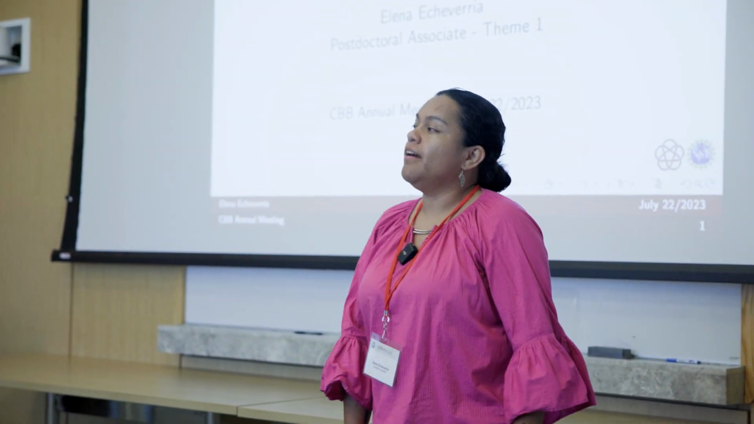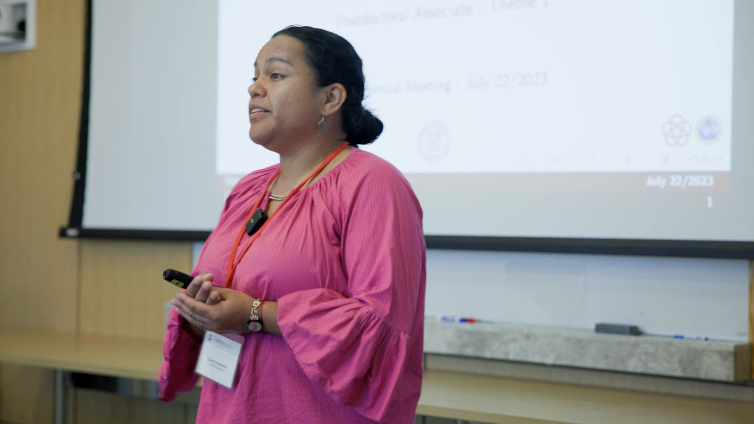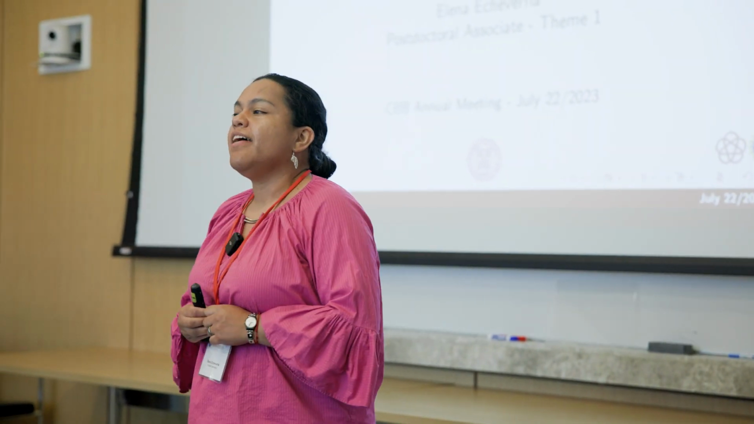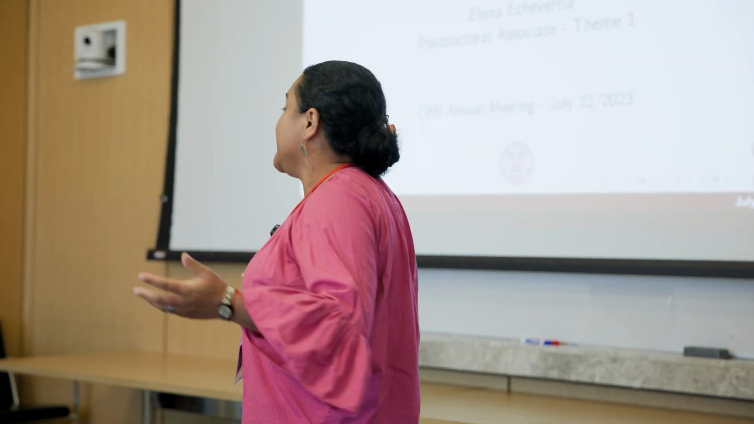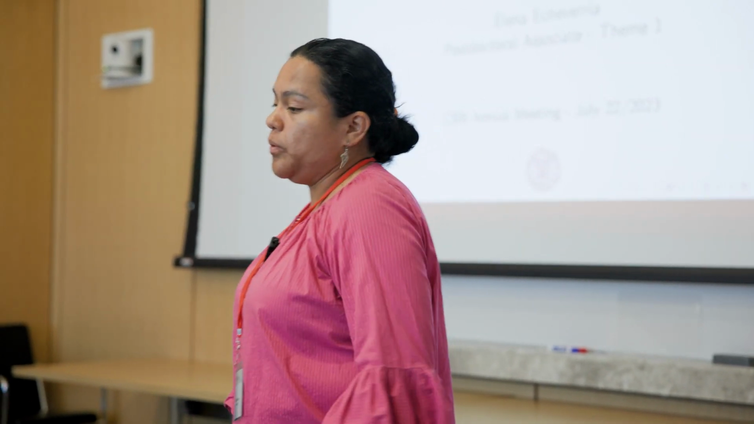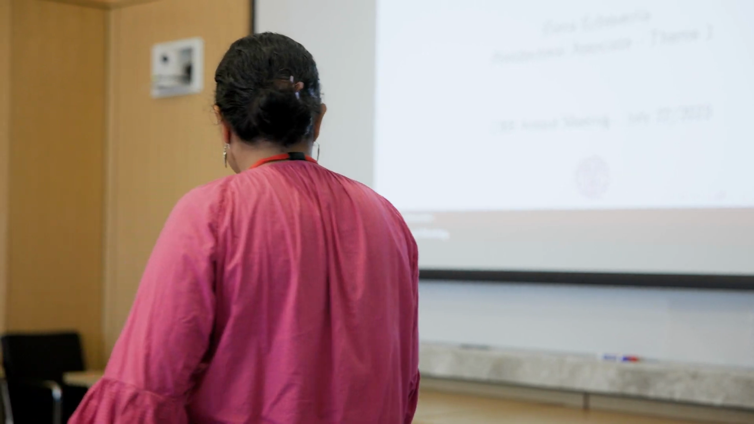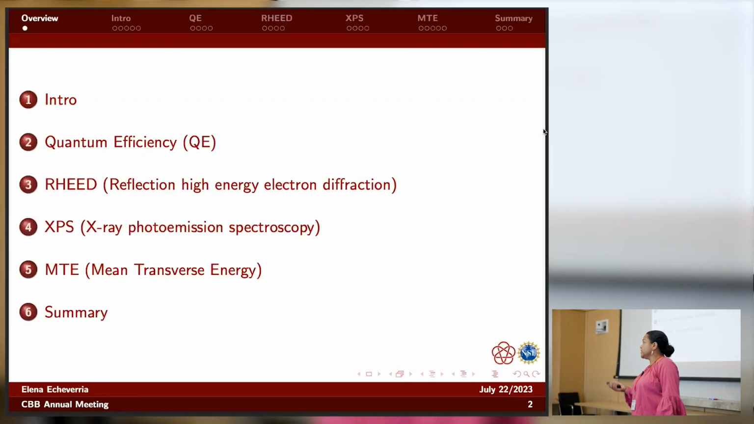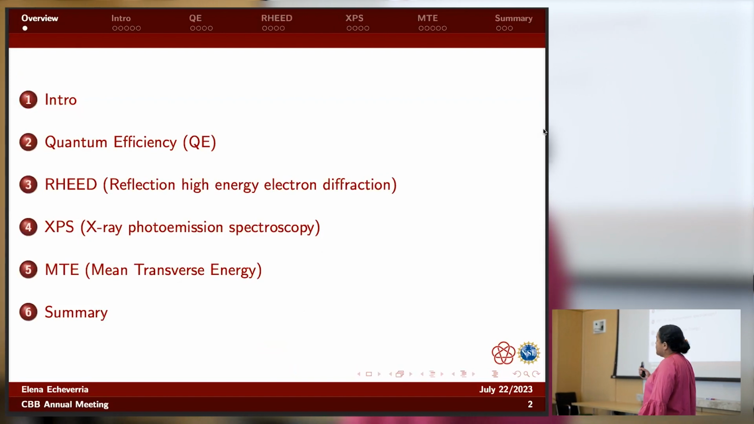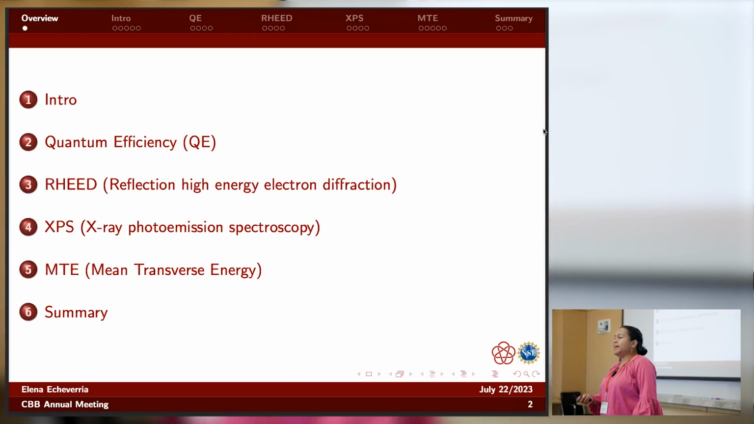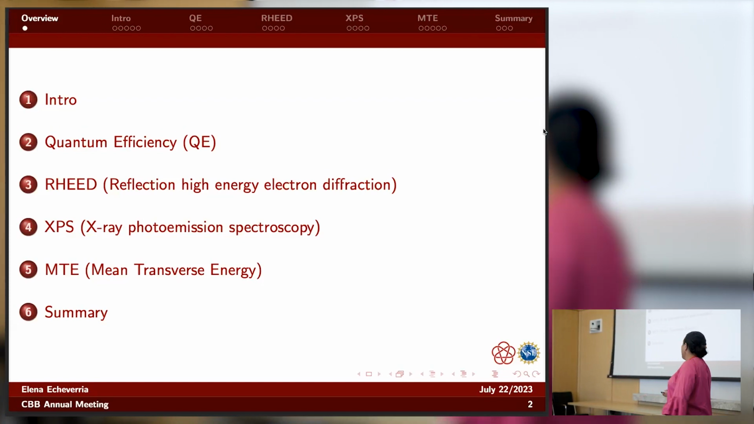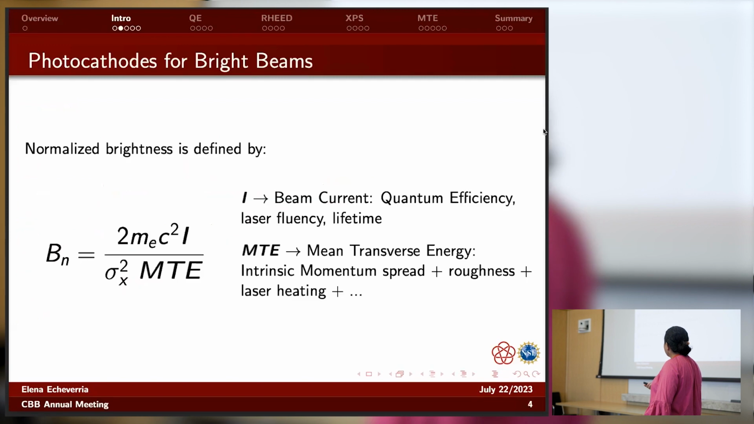Good morning, everyone. My name is Elena Echeverria, and as Richie said, I will be talking briefly about some characterization techniques that we use to characterize, obviously, the cathodes that we grow in our lab. This is the overview of the talk. I will give a brief introduction, and then I chose these 4 characterization techniques. They are not the only ones, but those are the most used, at least in our lab in Phoebe. Okay, let's start with the intro.